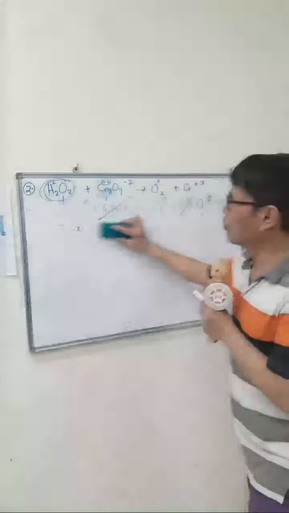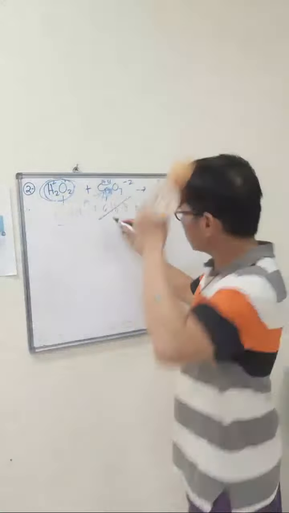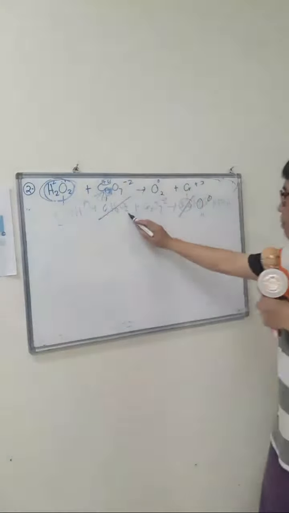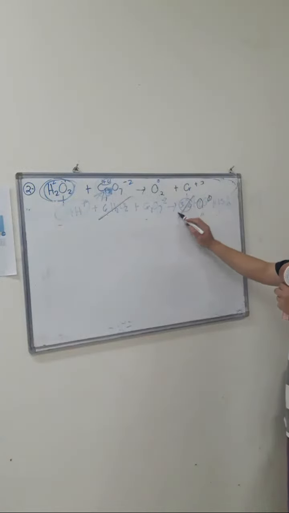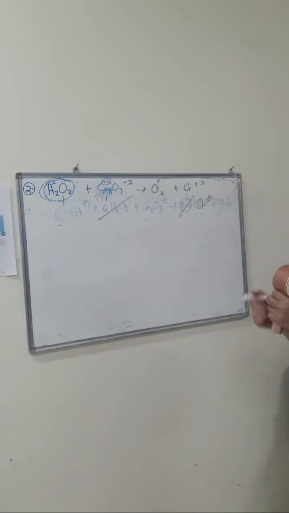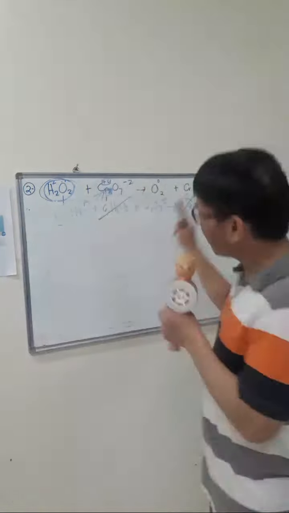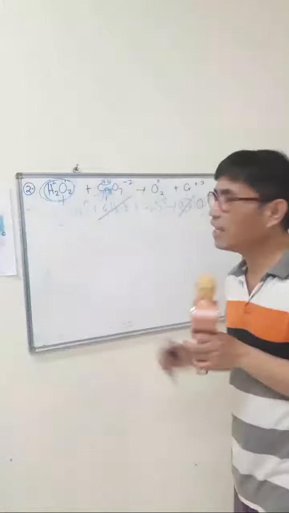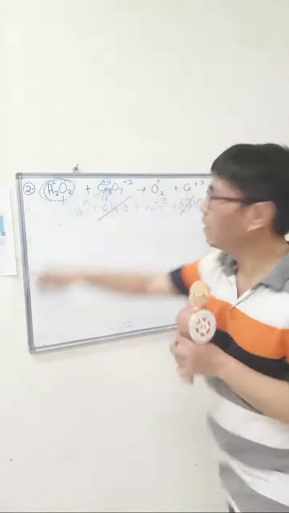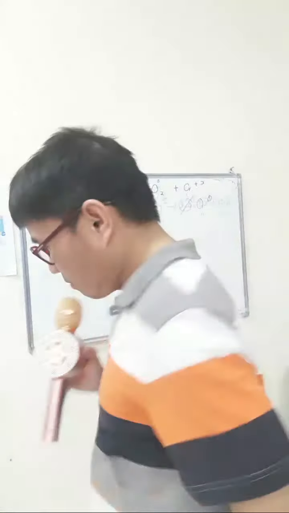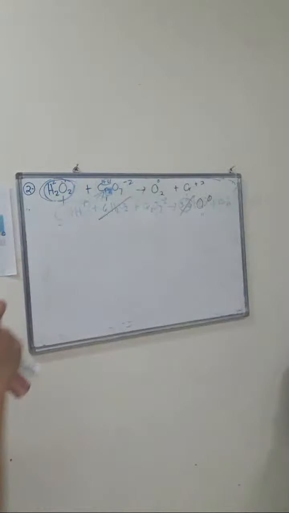This is the answer: 14H positive plus 6 moles of hydrogen peroxide plus dichromate is equal to 3 moles of oxygen gas plus 2 moles of chromium positive 3 plus 13H2O. Because if you balance the half reaction, it balances also. You got the point.